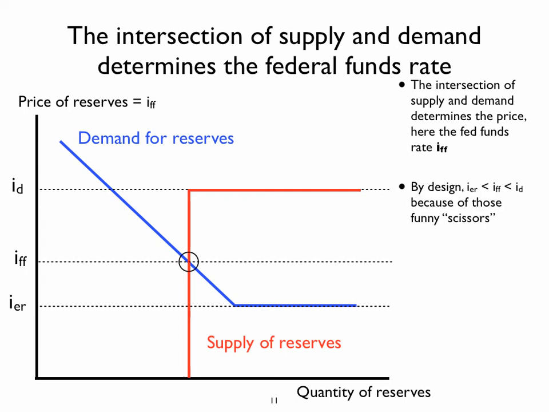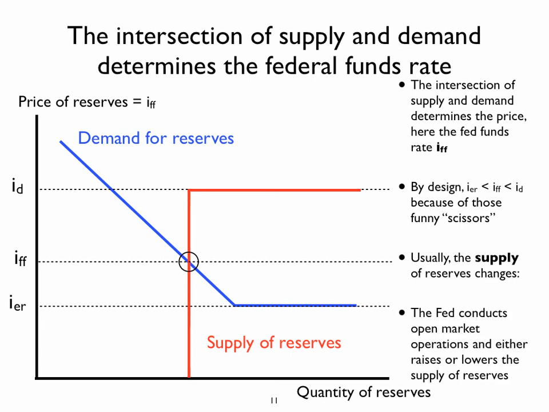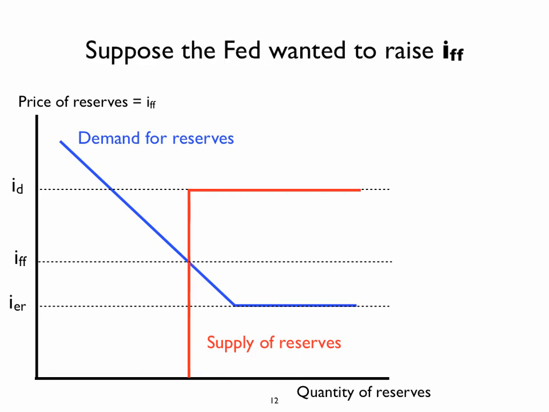And by design, this is between the interest rate paid on excess reserves and the interest rate paid on discount loans. That's I sub D, the bigger one, which is the discount rate, lending from the Fed itself. And so by design, with the funny scissor effect here, the Fed funds rate is always between these two things. Usually, the supply of reserves is going to be what we're talking about changing. The Fed conducts open market operations and either raises or lowers the supply of reserves that's out there.